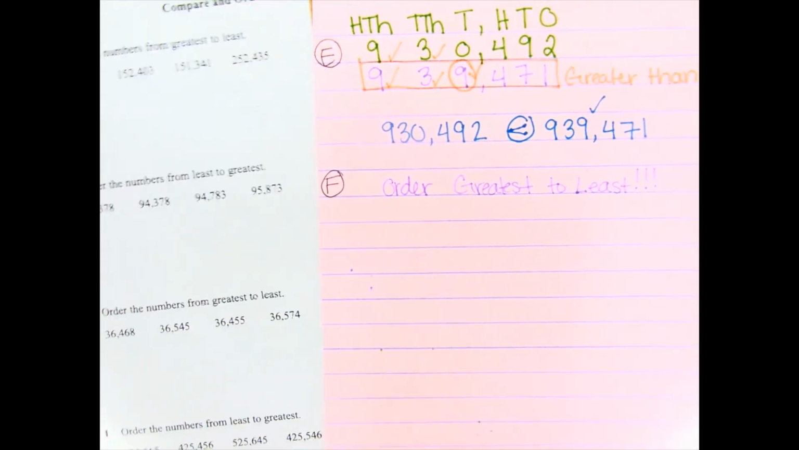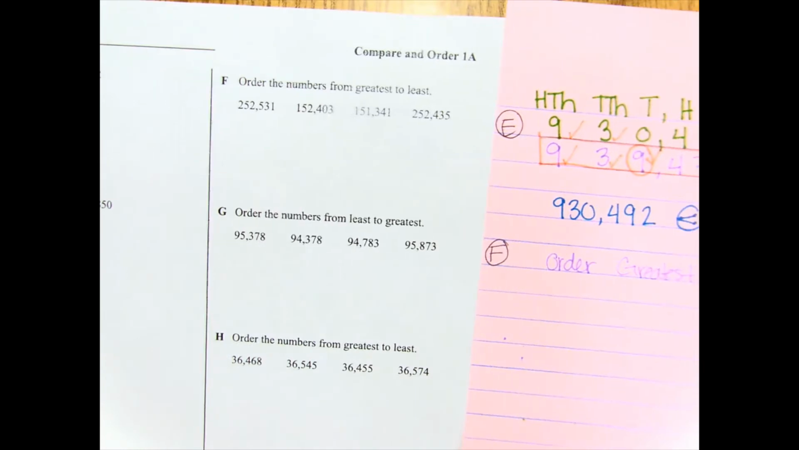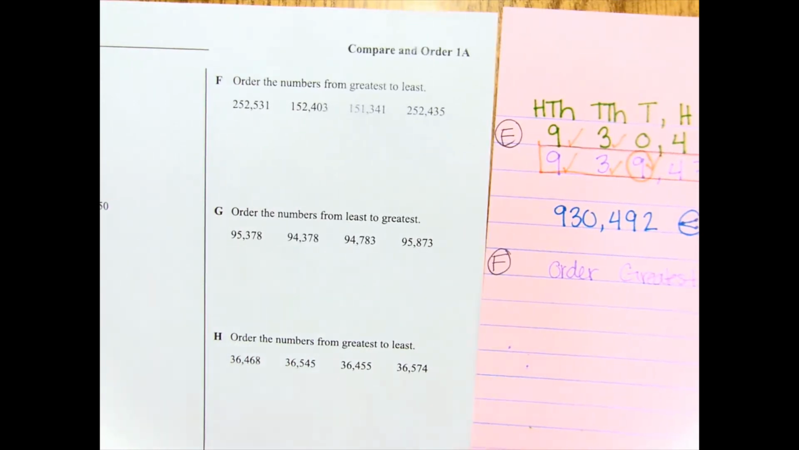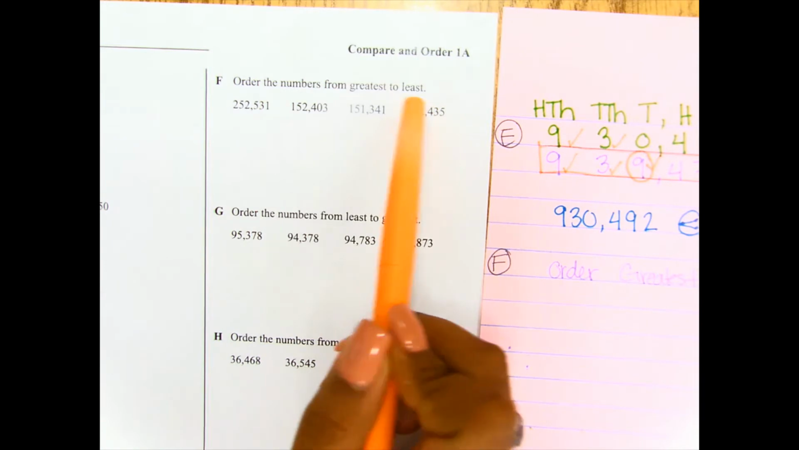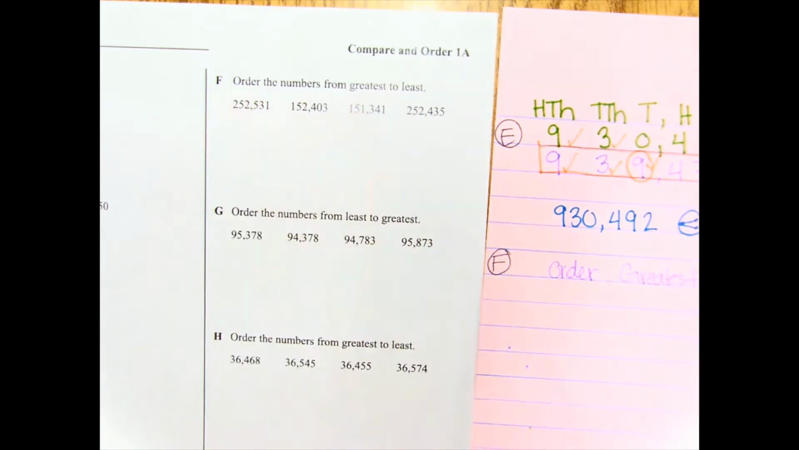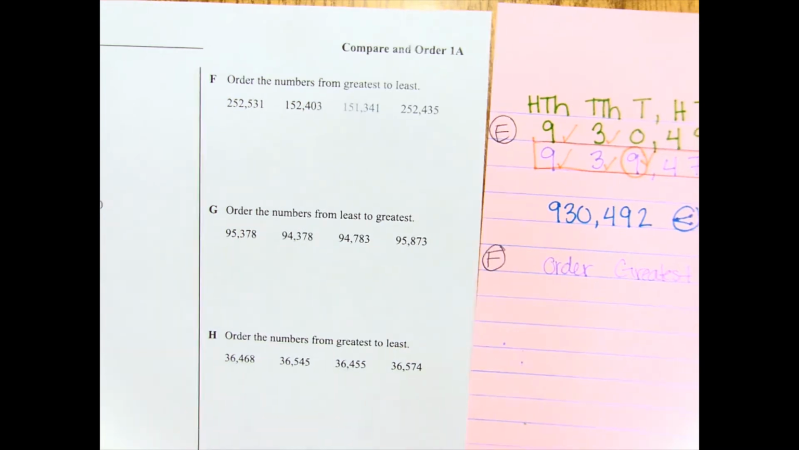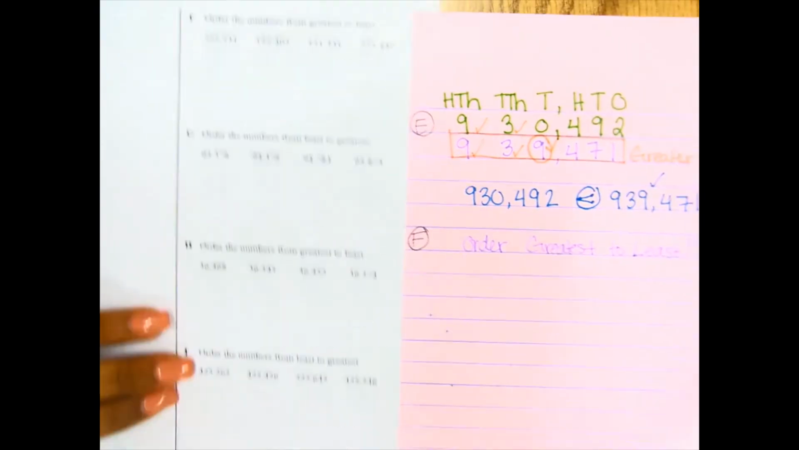So how many numbers am I comparing here? I'm comparing 4 different numbers. So before I make my place value chart, I'm just going to look at my highest place value. So I have my 100,000s, 100,000s, 100,000s, 100,000s. So I know all 4 of them are in their 100,000s. So I'm going to put this into my place value.